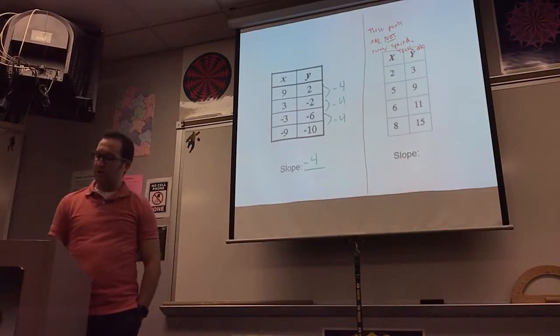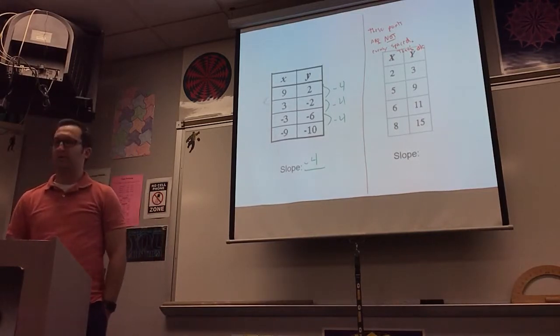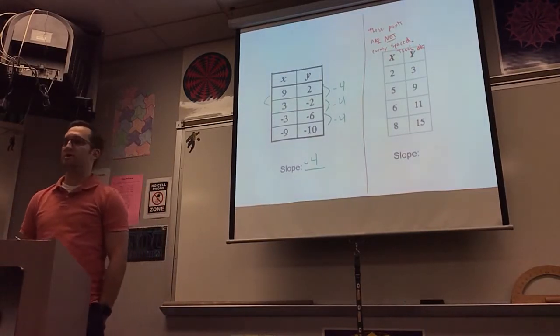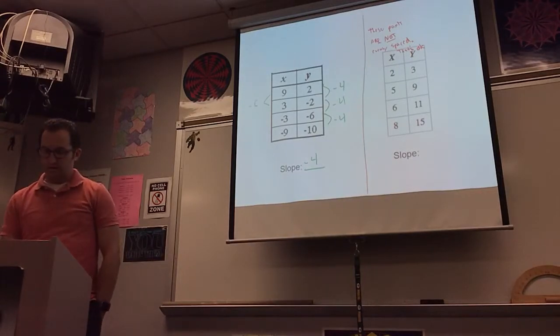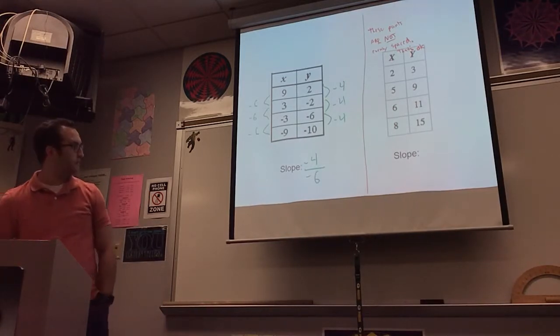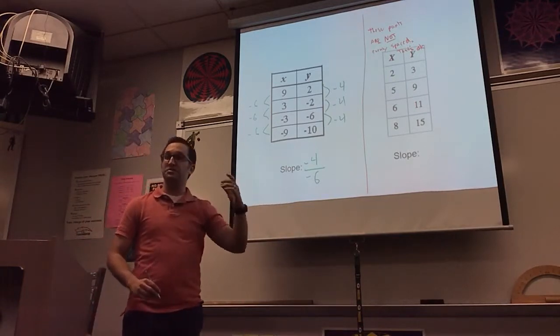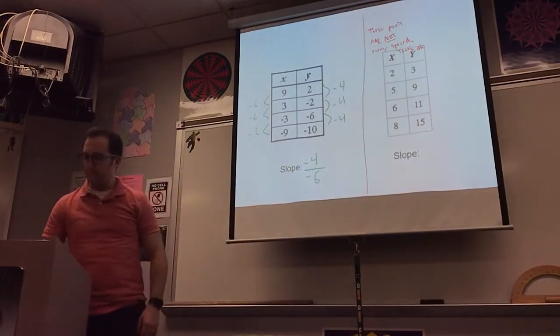And now we do our change in x. 9 to 3. What's that change? -6. 3 to -3, -6. -3 to -9. Nice. That's kind of nice for us. So it's -6.